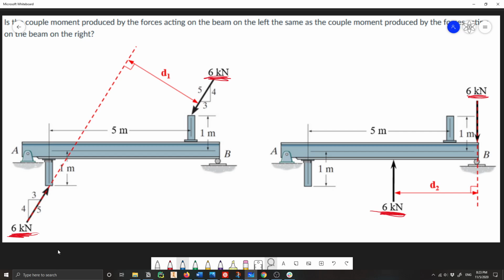So we know a couple things that we can see right off the bat. The distance, or sorry, not the distance. The forces are the same, right? 6 kilonewtons here and here on the one on the left, and 6 kilonewtons here and here for the one on the right. So that's good. We know that the forces are equal. And so now the only thing that's left is the distance, right? Because the angles don't necessarily matter.